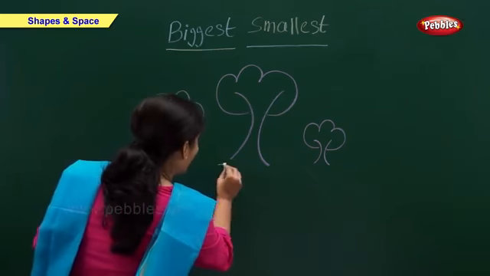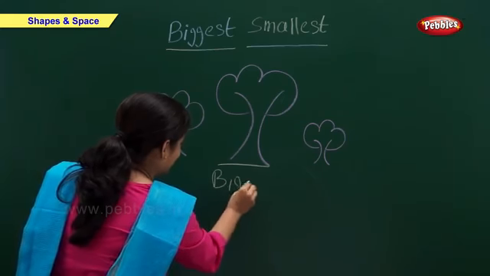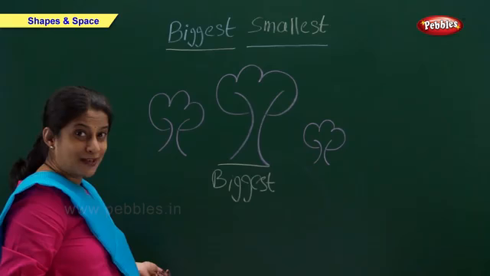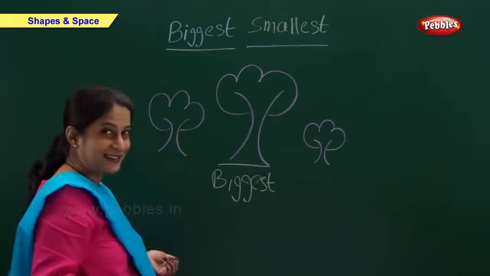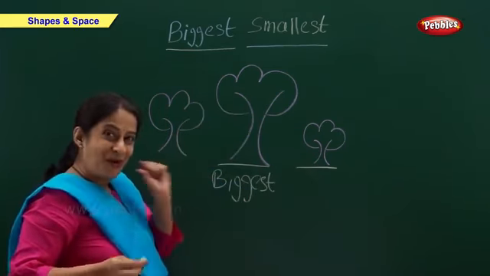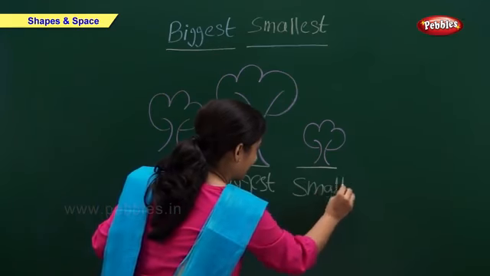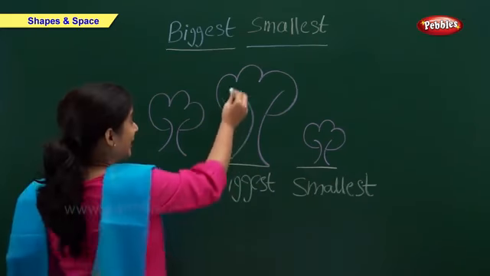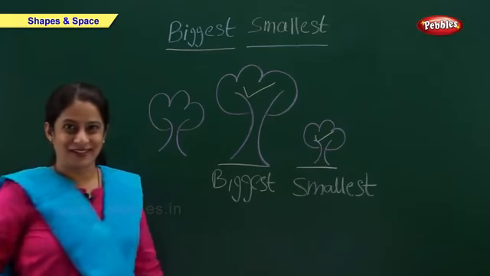So let's underline biggest. And which is the smallest? Is this the smallest or this? Right. This is the smallest tree. This is our biggest tree and this is the smallest tree.